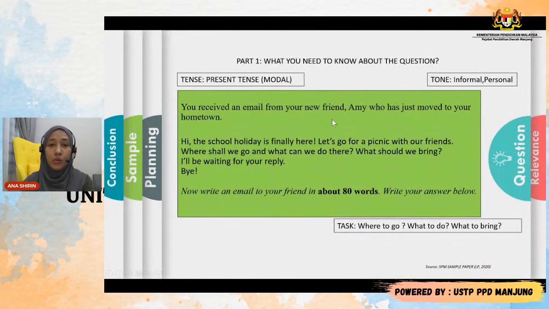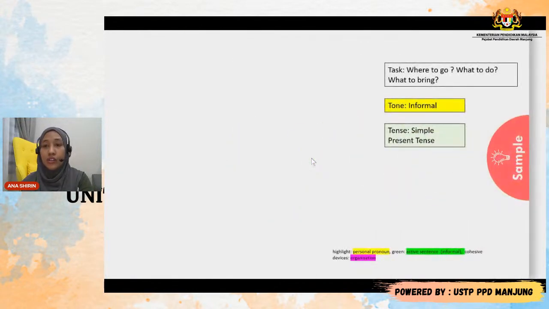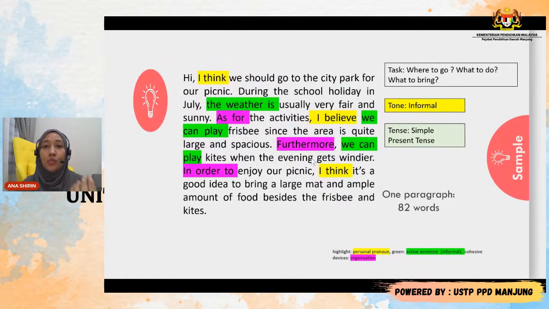Right, if I can go back to the question, where shall we go? And the question form is what can we do there? So it's a conscious decision on my part to answer the question using the same structure, which is I believe we can play frisbee. By doing that, you know that you are answering the question appropriately. If you cannot use the word can play or can do, then you know that you're probably not answering the question. Okay, so try to use the sentence structure that is given in the question to form your idea.